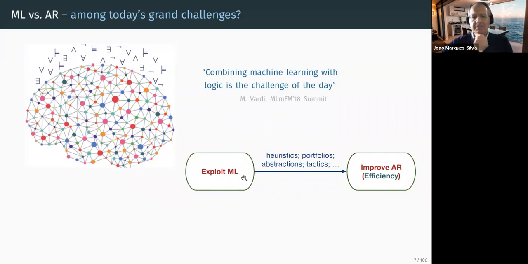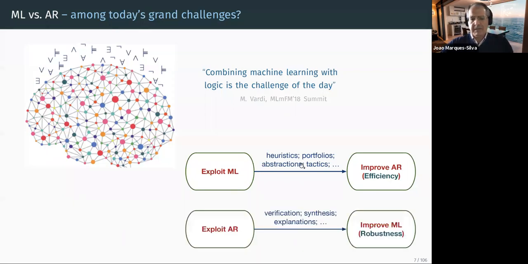So a good number of researchers have been exploiting machine learning to improve automated reasoning, to improve the efficiency of automated reasoning. So you have heuristics, portfolios, abstraction tactics, a huge number of ideas. What we have been looking at is slightly different. So we have been exploiting automated reasoning to improve what machine learning is giving us. So verification of machine learning models, learning of machine learning models, explanations of machine learning models.